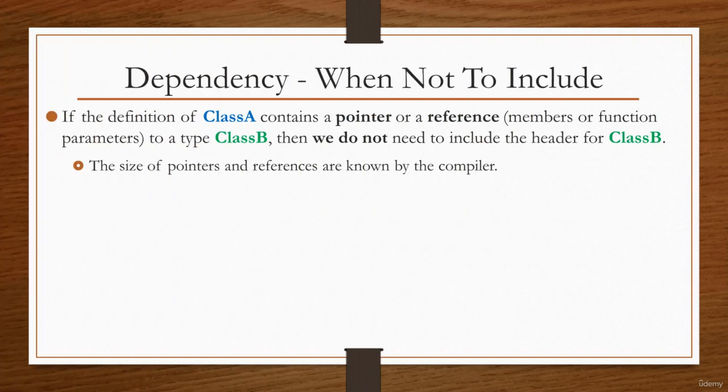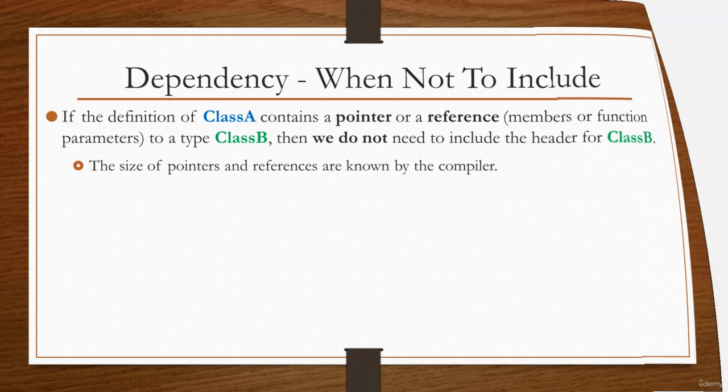However, if the definition of class A contains a pointer or a reference that includes members or function parameters to a type class B, then we do not need to include the header for class B. The reason is the size of pointers and references are known by the compiler. When you create a pointer to class B, for example, that is just a pointer that can store the address of a class B type. You are not instantiating a type of class B, you are instantiating a pointer.